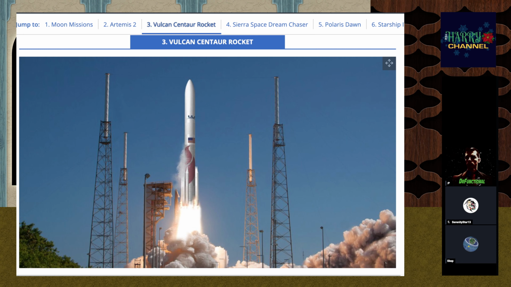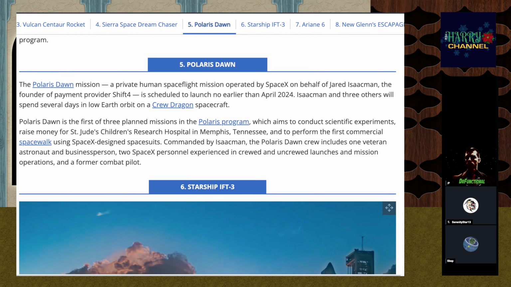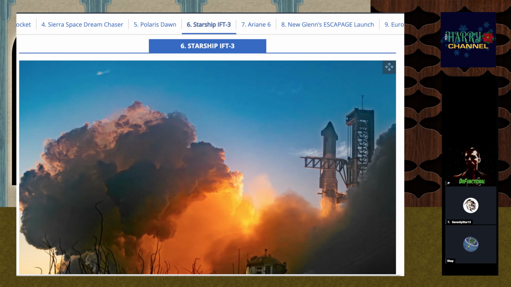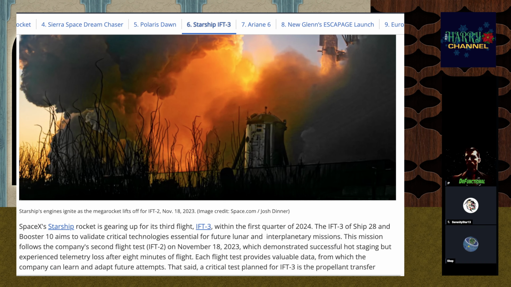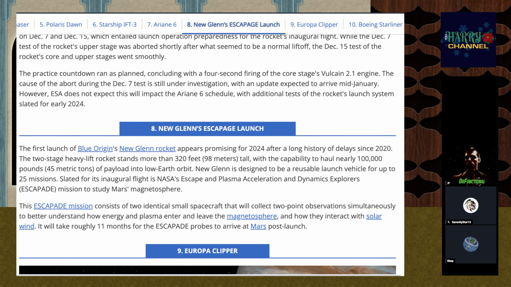There's a number of rockets that are going to be launching for the first time. The Vulcan Centaur, which has been delayed. I think if I scroll down, obviously Starship Mission 3, that's going to be amazing. The Ariane 6 will hopefully finally fly in the middle of 2024. We talked about how that was delayed. But just so much stuff.